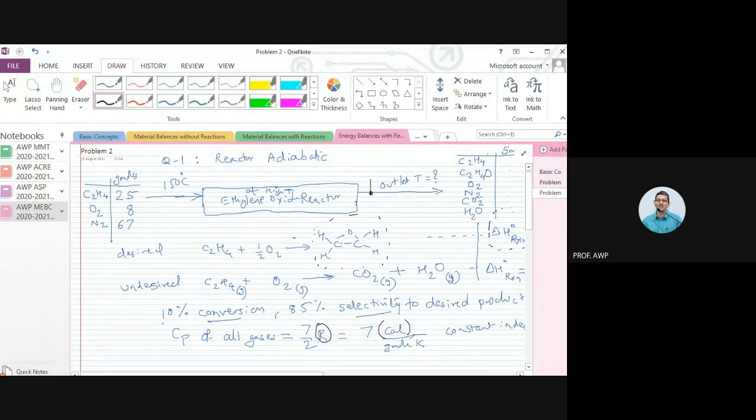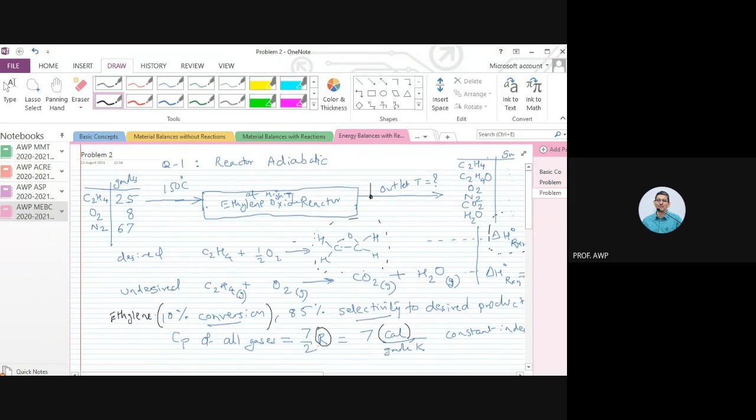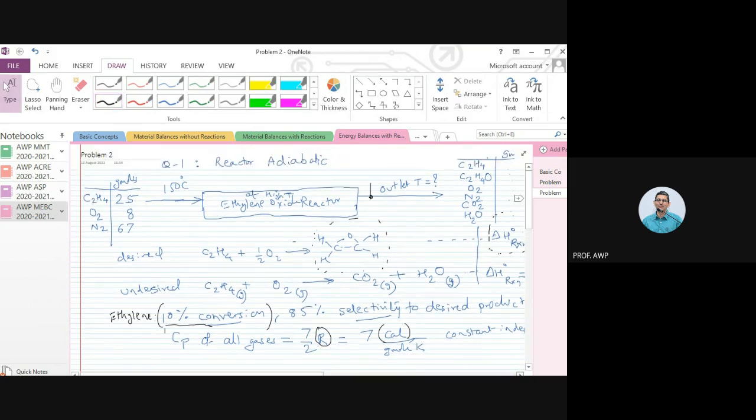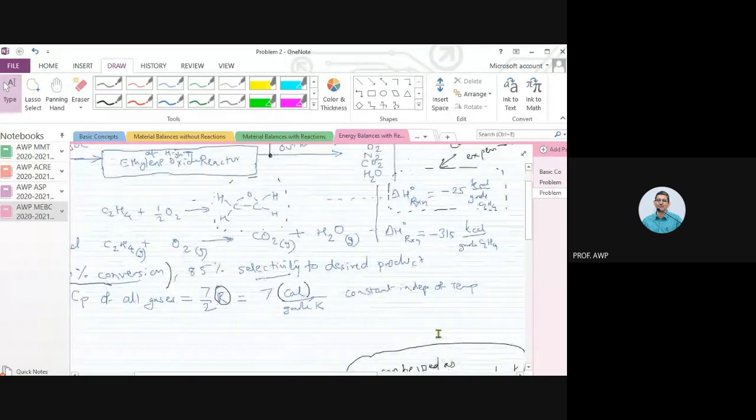We are having 10% conversion, right? That means, this is for ethylene, 10% conversion of ethylene. So out of the 25 gram moles that are entering, we are taking basis as 100 gram moles of the feed. So if we are taking 100 gram moles as the feed, entering is 25 gram moles, 8 and 67. So when we say 10% conversion, out of the 25, 2.5 gram moles will react.